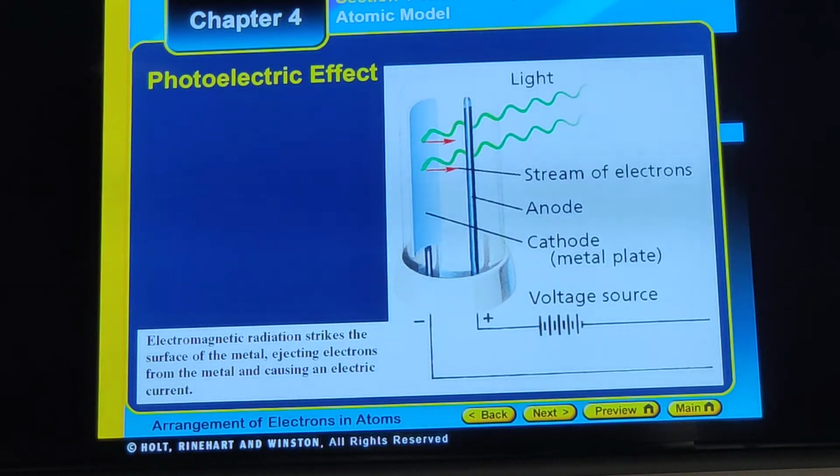Now, to keep this going, if you think about it, that metal is shooting out electrons, so it's getting more and more positive, isn't it? It's going to run out of electrons to give away, so we need to hook it up to a battery that keeps supplying it new ones. And it makes the other side positive so that the electrons shot out of here are going to be attracted to my anode. So that's basically how it works.